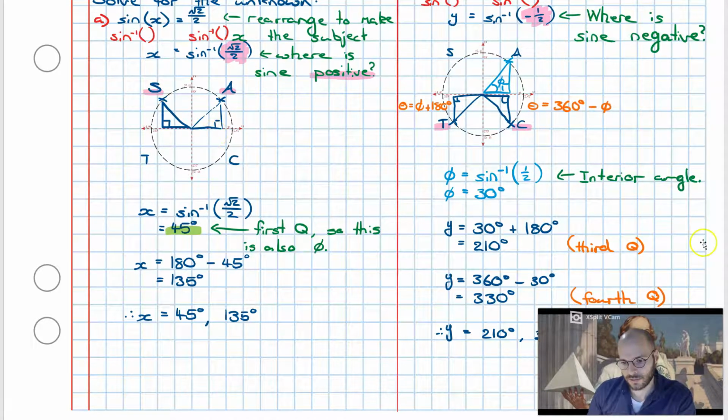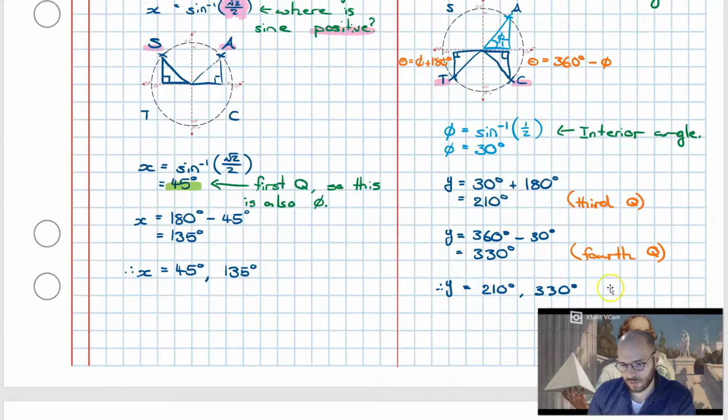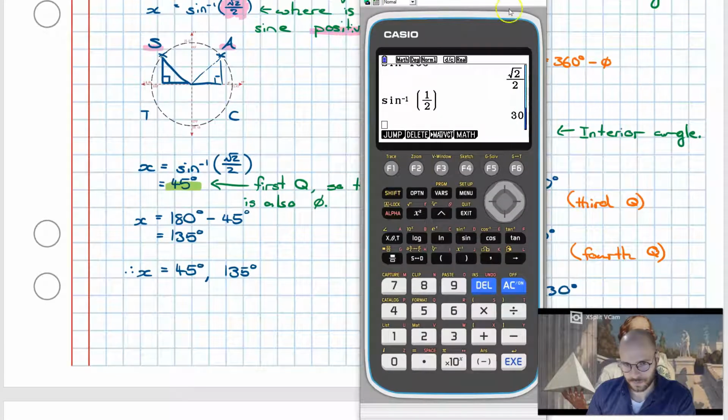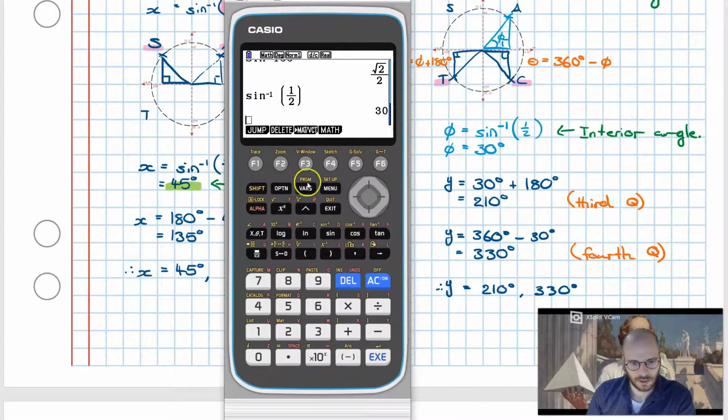Now, I'm also just going to write some labels in here, third quad and fourth quad, just in terms of communication. So if someone else is reading this working out, they're able to see that this 210 degrees is the solution in the third quadrant, and the 330 degrees is the solution in the fourth quadrant. Now, verifying these, I'm going to type in sine of 210. That will give us negative a half. And then I'm going to go sine of 330. And that will also give us negative a half. So what we can see is that we've got the solutions to this particular problem.